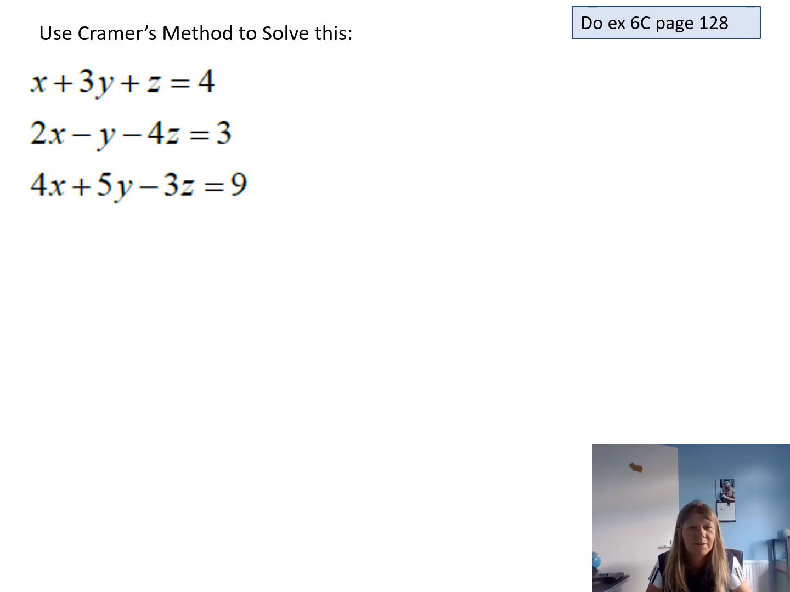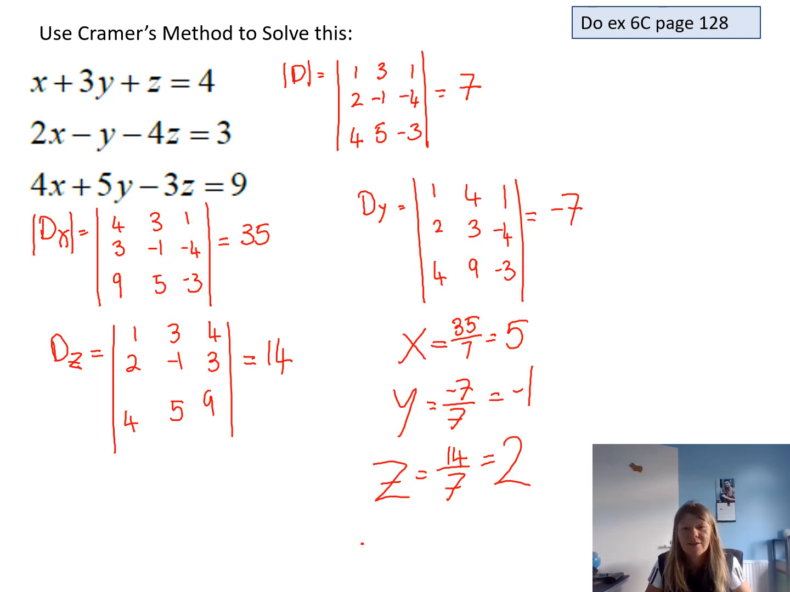You'll enjoy that. Here are the answers. I found the determinant of D, dx, dy, and dz. I just replaced the column with the 4, 3, 9: put it in the x column, then the y column, then the z column. Once you have those determinants, you can find x by doing 35 divided by 7, y is minus 7 divided by 7, and z is 14 divided by 7, and you get the answers 5, minus 1, 2. And this works however big you want that matrix to be.